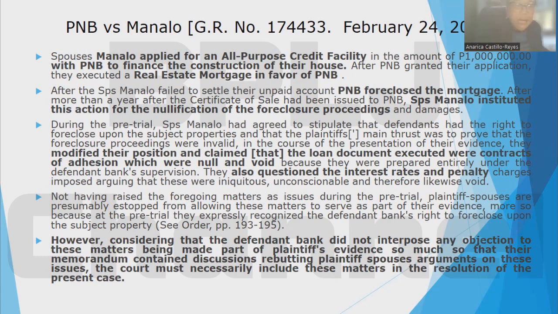We have the case of PNB versus Manalo. In this case, Manalo applied for an all-purpose credit facility with PNB to finance the construction of their house. After PNB granted the loan, they executed a real estate mortgage in favor of PNB. After Manalo failed to settle the loan, PNB foreclosed the mortgage. The spouses Manalo instituted this action for the nullification of foreclosure proceedings.